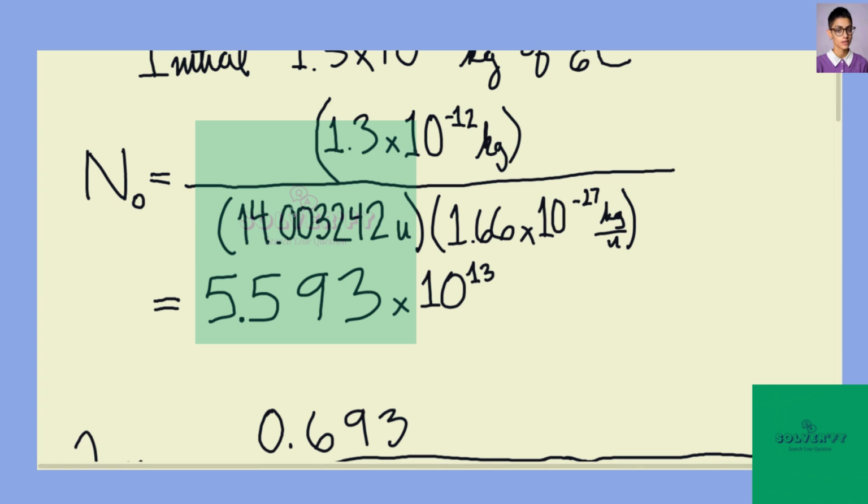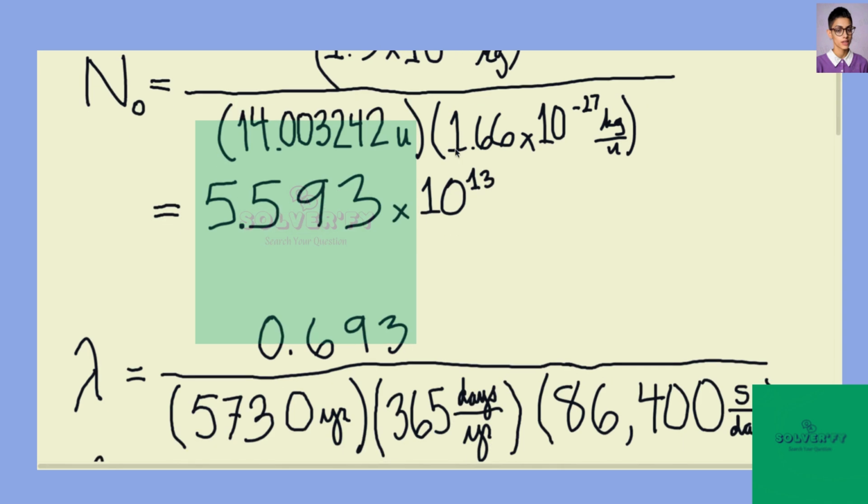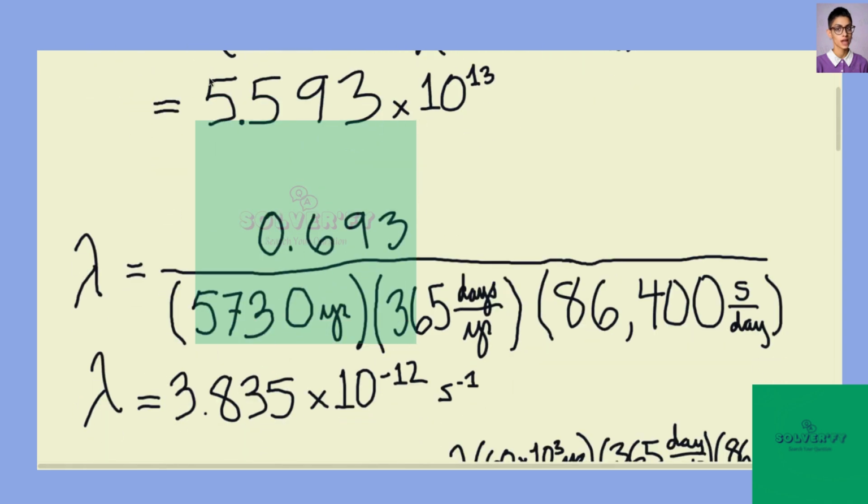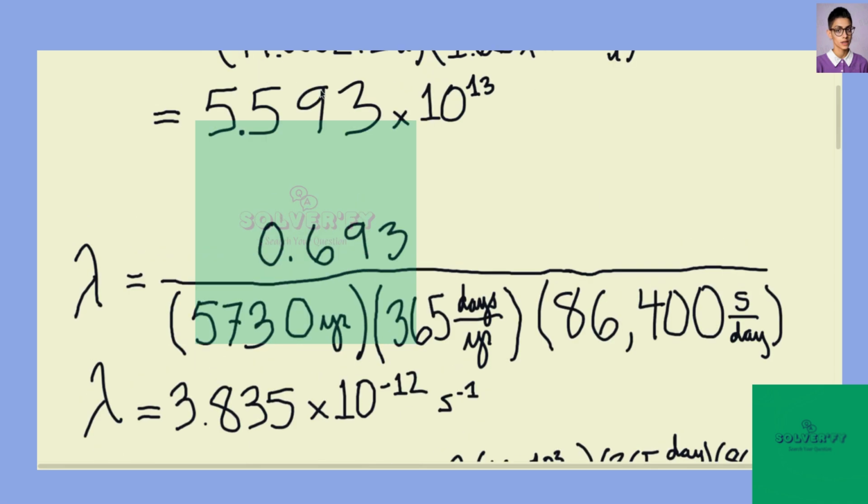That we can find by looking up the atomic mass in terms of atomic mass units of carbon-14 and multiplying that by the conversion factor for atomic units to kilograms. That product we are going to divide into the 1.3 times 10 to the negative 12 kilograms, and we're left with, initially, there were 5.593 times 10 to the 13th carbon-14 atoms present in the animal at the time of death.